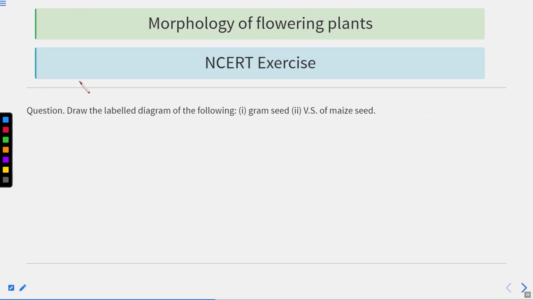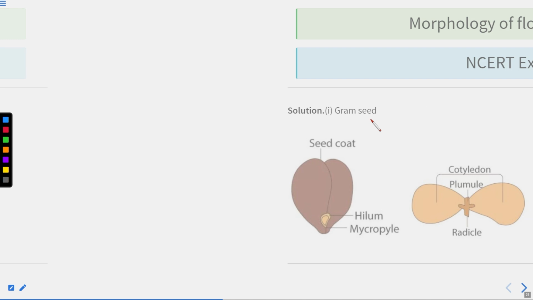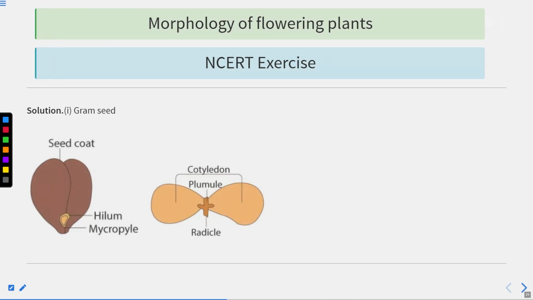Draw the labelled diagram. The next question is to draw the labelled diagram of the gram seed and a vertical section of the maize seed. Here you can see the gram seed. The gram seed has the seed coat, this brown colored coat. At one particular point, you can see a scar-like structure. At the base of the scar, there is the hilum, and this particular part is called the micropyle.